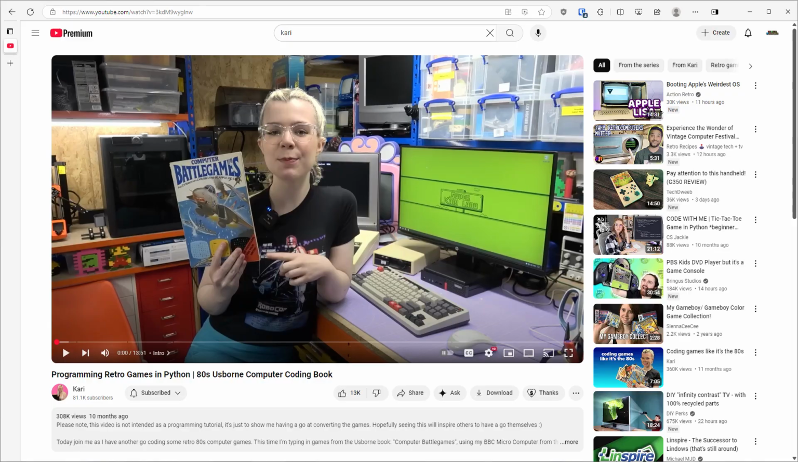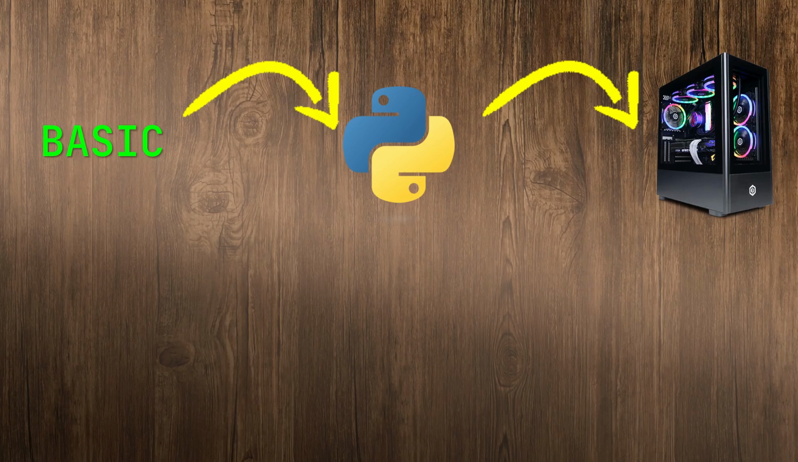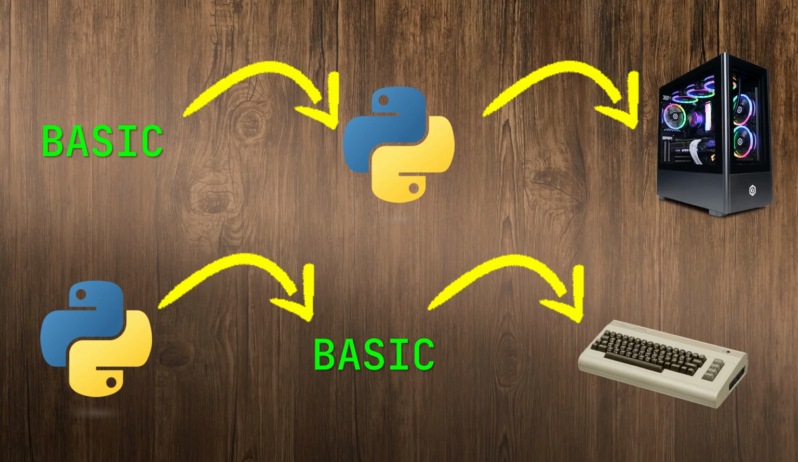One of my favorite YouTubers, Kari, made a video where she converts classic games written in BASIC to Python so they can run on modern computers. I'll link her video in the description. I want to do the same thing, but in reverse. Take my Python code and convert it to BASIC so it can run on the Commodore 64.